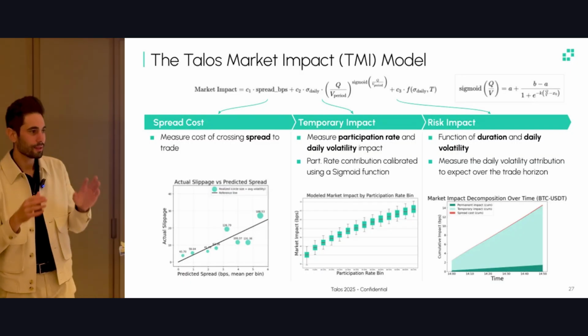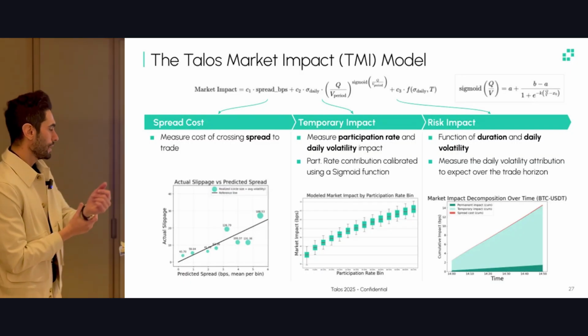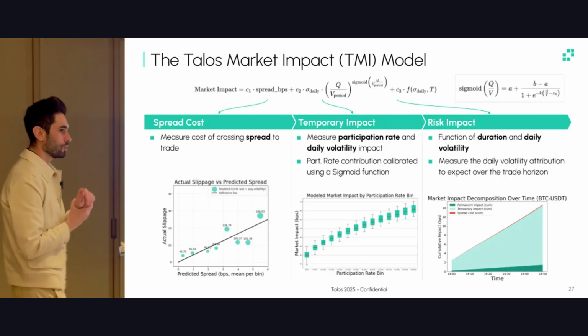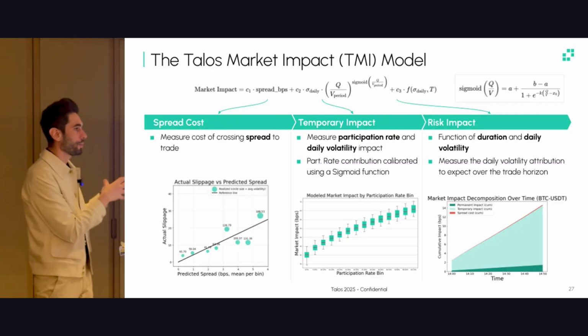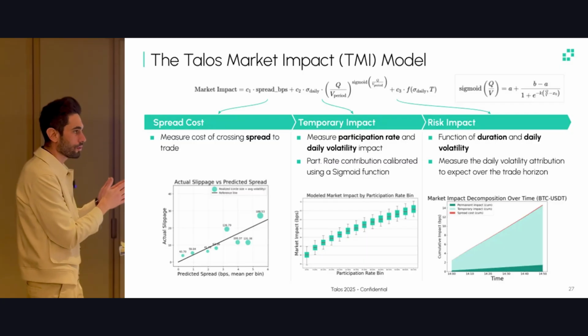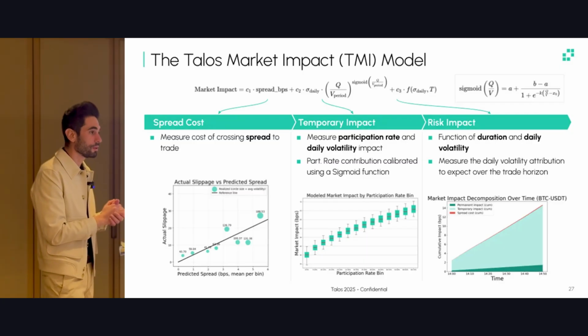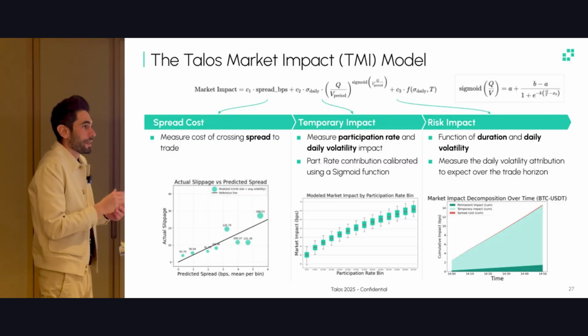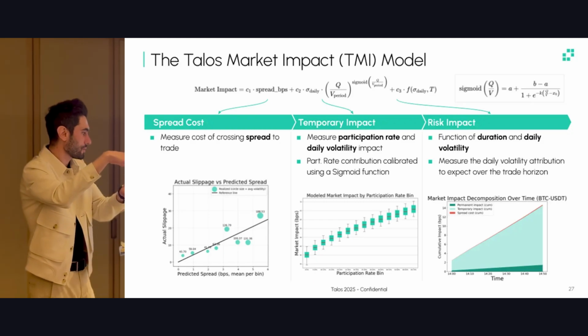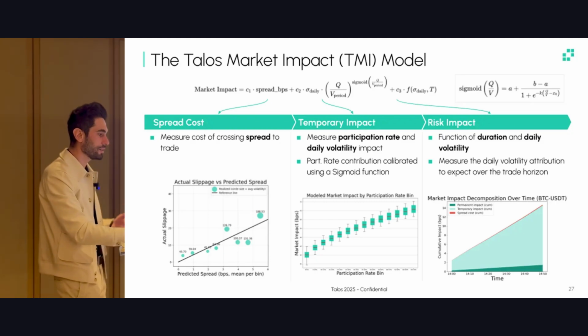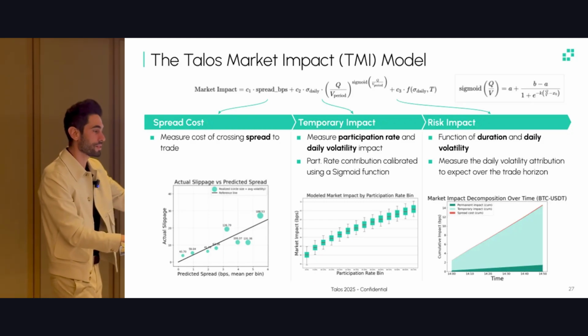Without boring you with the details and the maths, this is the model. Let me try to explain what the model actually represents. It is comprised of three components. The first component is very intuitive, what we call the spread cost: the expectation of how much you're going to be paying as a function of the bid-ask spread, denoted as C1 times the expectation of the spreads in basis points.